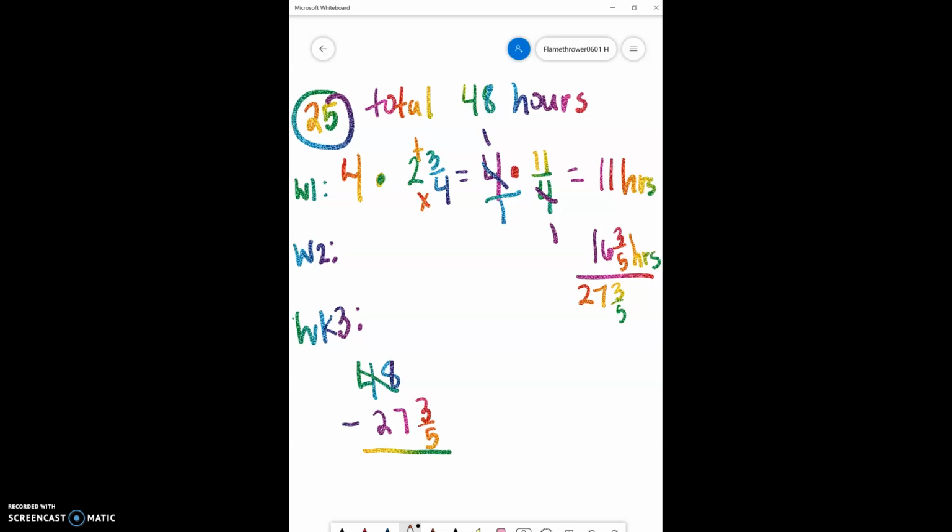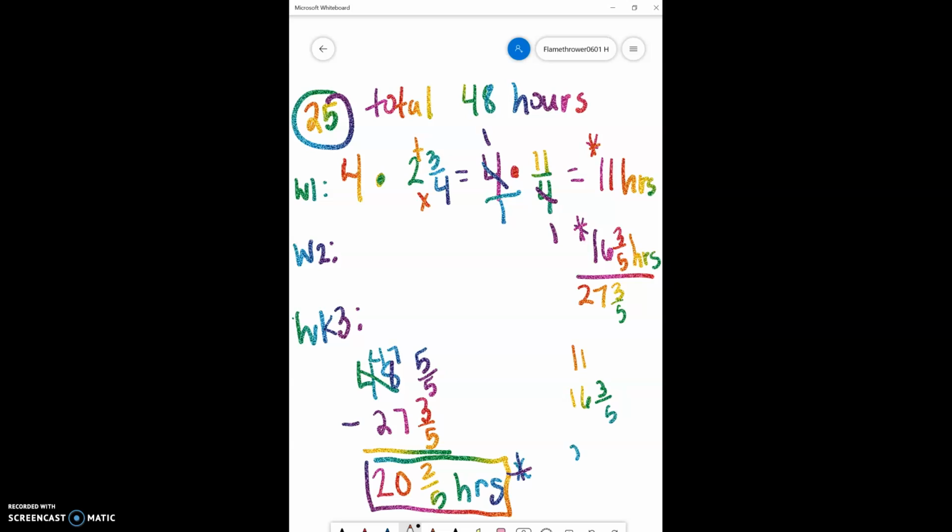So you're going to borrow 1 whole and put it here. 5 over 5 would be 1 whole. So you would get 20 2/5 hours for week 3. And you can always check it if you add week 3, week 2, and week 1 up. If we were to add them real quick, let's just do that. You would get 5 over 5, 36, 47, and 5 over 5. 5 over 5 is 1, and 47 plus 1 would make 48 total hours. So we can check it.